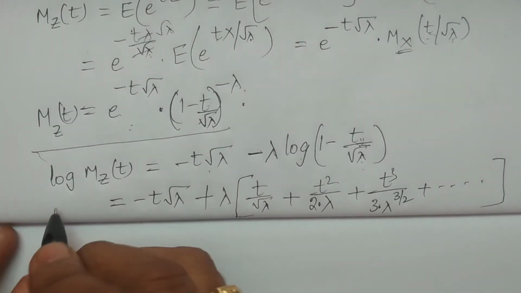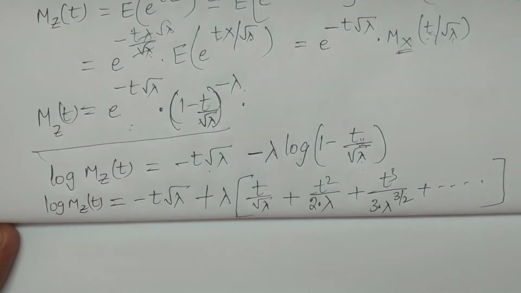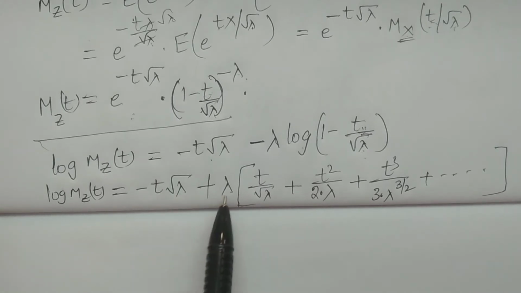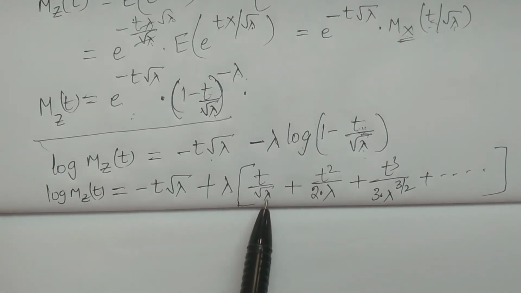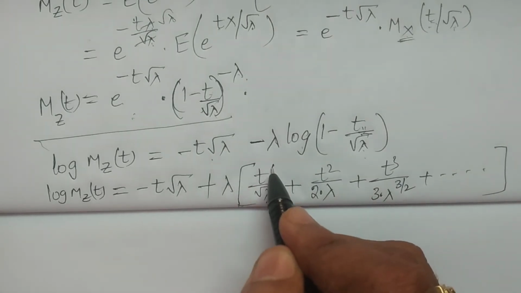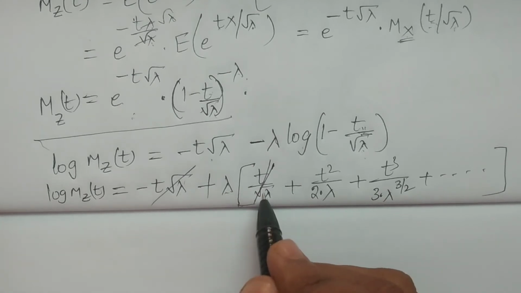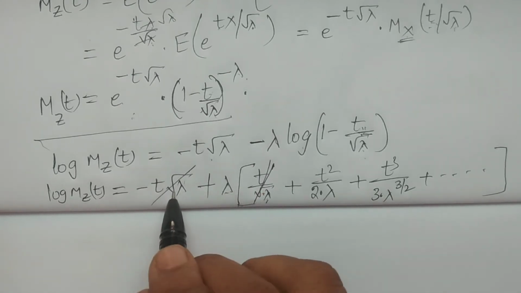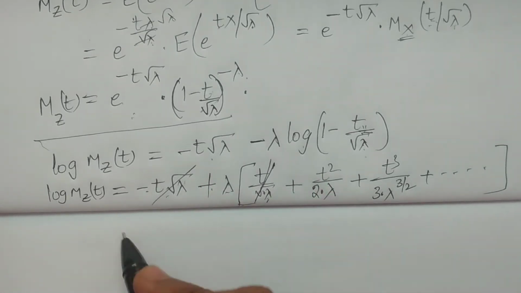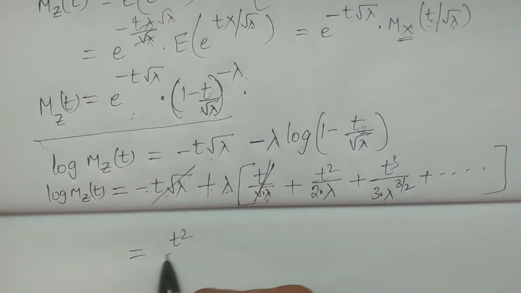Now this is log M_Z(t), in which you see minus t root lambda, lambda divided by root lambda times, therefore root lambda into t. So this term will get cancelled. If you multiply with lambda, remember, lambda multiplied by this and this is going to be cancelled. It is minus, this is plus. And then it is equal to, lambda cancels, t square by 2, next term.